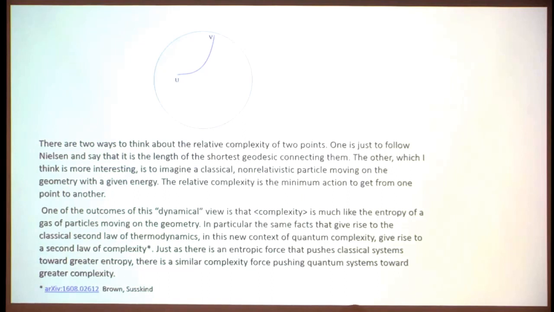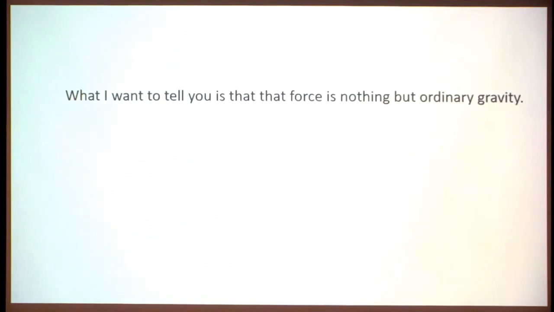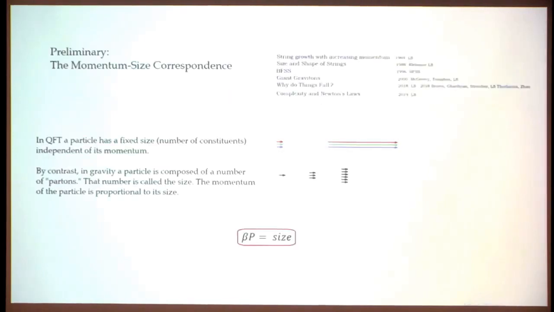One of the outcomes of this view is that there's a second law of complexity. I'm told now that there's a first law of complexity, is that right? Okay, I didn't know that. The second law just means, very simply, that there's a kind of pressure on systems or a kind of force on systems to push them toward larger complexity, in the same way, or a similar way, to the way there's a force that pushes systems to larger entropy. What I'm going to tell you today is that that force is nothing but ordinary gravity. So that's what we're going to do today.